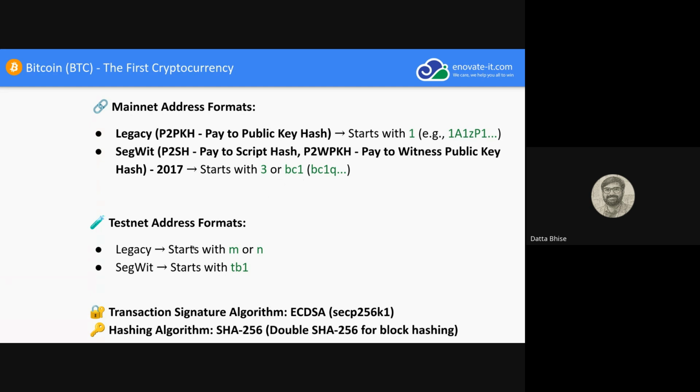And the testnet addresses for legacy, meaning the original when Bitcoin started, start with M or N, and for SegWit, this new protocol with new changes added, they start with tb1. So these are the address formats you can see.